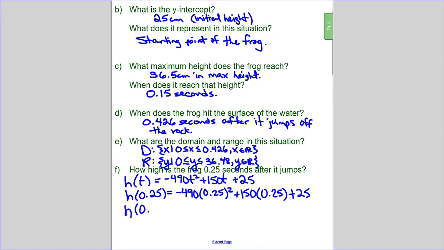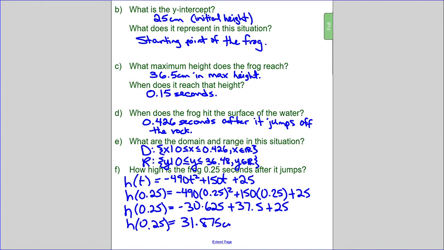So the height at 0.25 seconds equals negative 30.625 plus 37.5 plus 25. And so our height value works out to be 31.875 centimeters. Okay, so at 0.25 seconds, the frog was 31.875 centimeters above the water. All right, and that helps us visualize our problem and what we're dealing with.